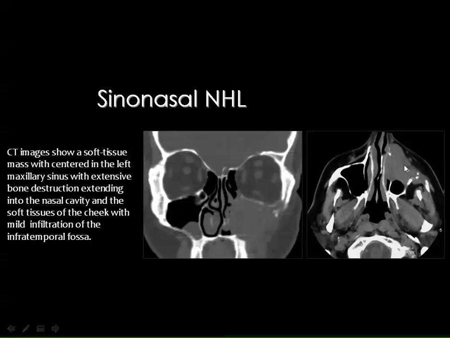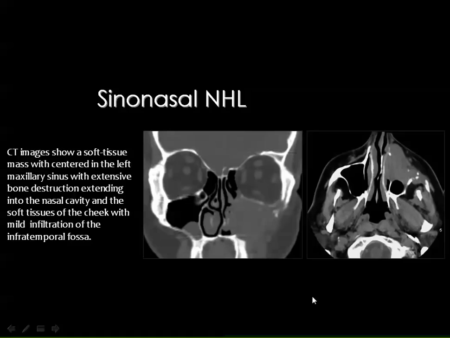And this is a mass that has eroded the anterior wall of the maxillary sinus as well as the zygomatic bone on the left side, also the nasal bone. And this mass has been proved pathologically to be a non-Hodgkin lymphoma.